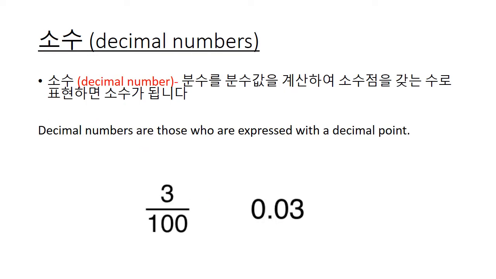분수값을 계산하여 소수점을 갖는 수로 표현하면 분수가 소수가 됩니다. So decimal numbers are numbers that are expressed with the decimal point instead of in fraction form. So as an example, the fraction 3 over 100 in decimal form is 0.03.